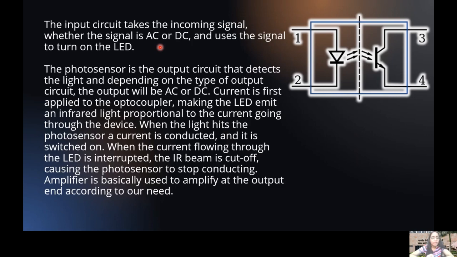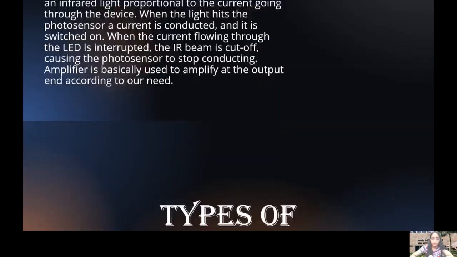Current is first applied to the optocoupler, making the LED emit an infrared light proportional to the current going through the device. When the light hits the photosensor, a current is conducted and it is switched on. When the current flowing through the LED is interrupted, the infrared beam is cut off, causing the photosensor to stop conducting. An amplifier is basically used to amplify at the output end according to our need.